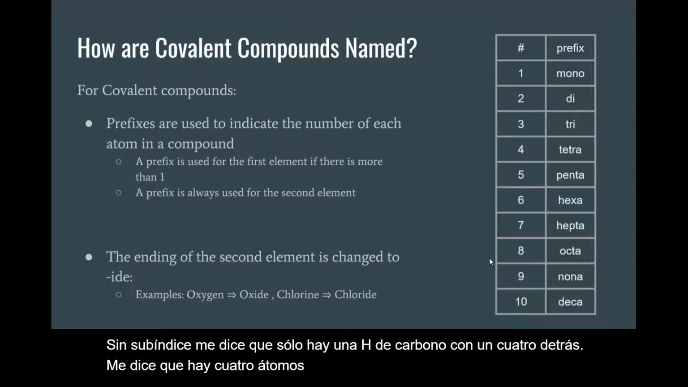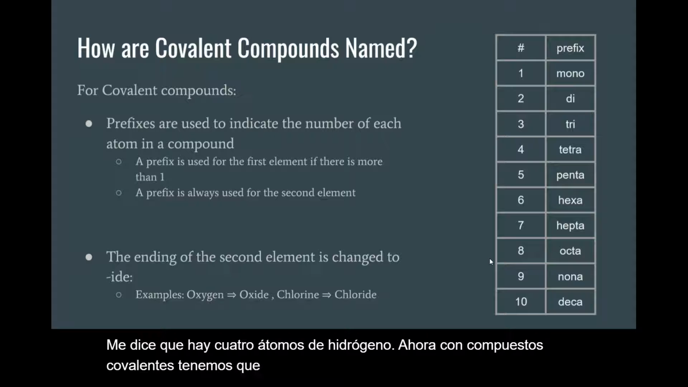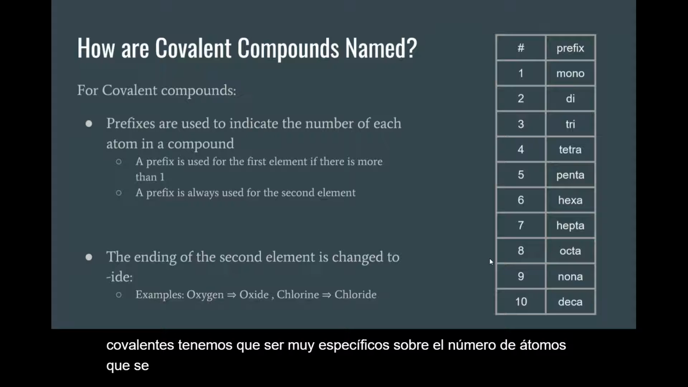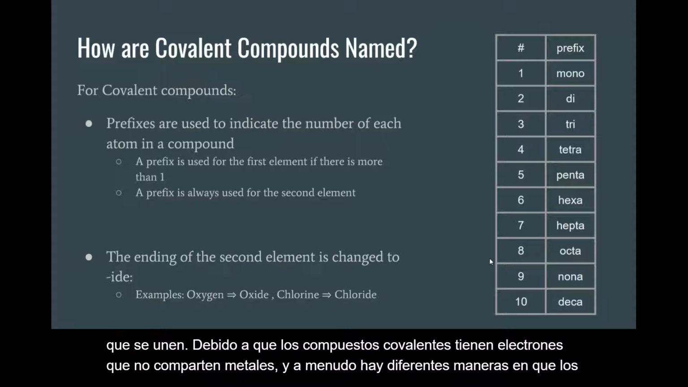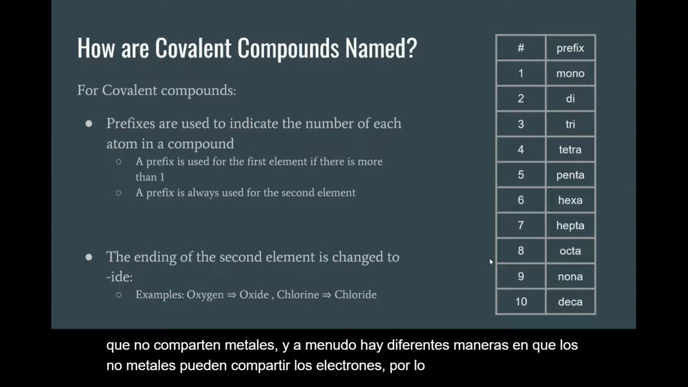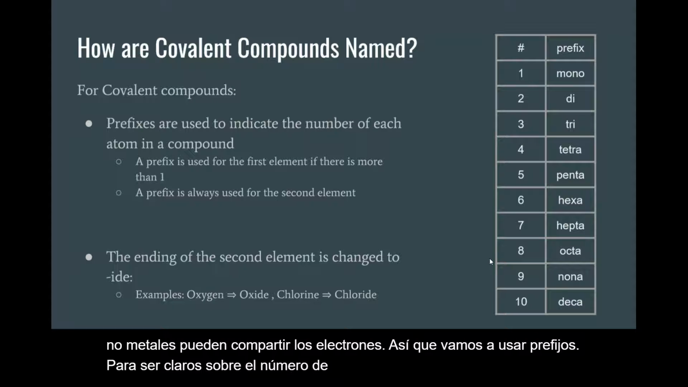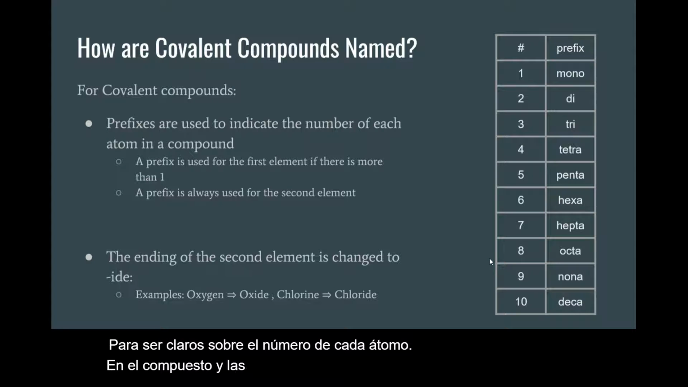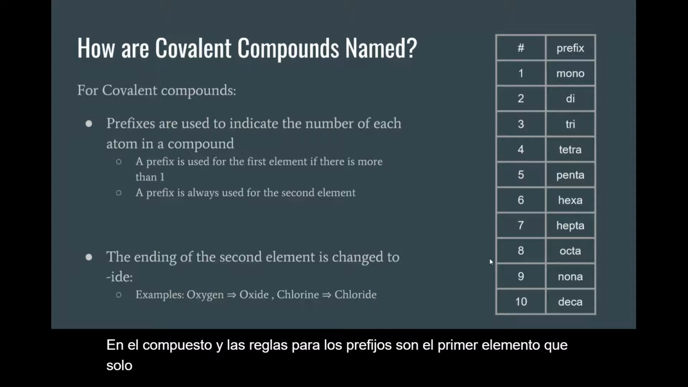Now, with covalent compounds, we have to be very specific about the number of atoms that are bonding because covalent compounds have nonmetals sharing electrons, and oftentimes there are different ways that the nonmetals can share the electrons. So we're going to use prefixes to be clear about the number of each atom in the compound. And the rules for prefixes are the first element only gets a prefix if there's more than one, but the second element always gets a prefix.